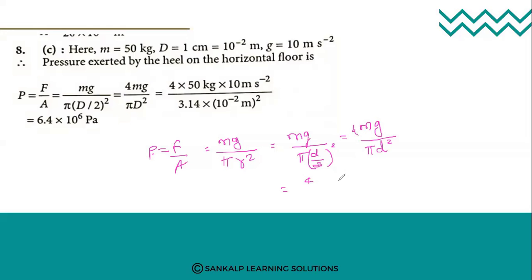So which is equal to 4 into mass is 50, acceleration due to gravity is 10, upon the pi value is 3.14 into diameter is 1 centimeter. So 1 centimeter is 1 by 100 meters. So that is nothing but, again square is there, therefore you can take it as 10 raised to minus 2 its whole square. You can simplify this one here, students.